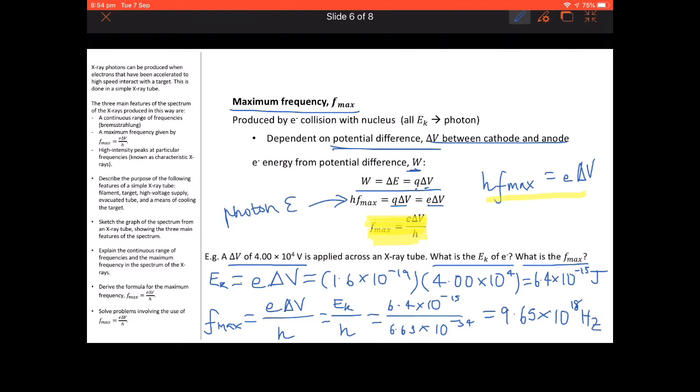So that is the maximum frequency, 9.65 by 10 to the 18 hertz. So that's the maximum frequency that an electron can have if the potential difference is 4.0 by 10 to the 4 volts.